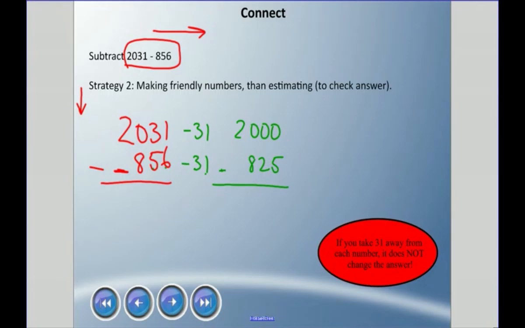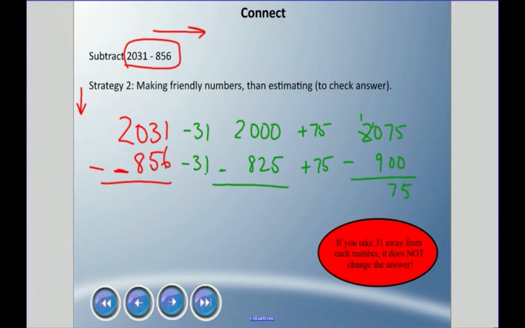Okay. Well, let's make this more friendly. Well, I could make this 825 into something that is more friendly. Let's add 75 to it, and that'll make it 900. Well, whatever we do to that one, we have to do to the other one. So now we have 2,075 minus 900. Okay. And 5 minus 0 is that, this is working out.